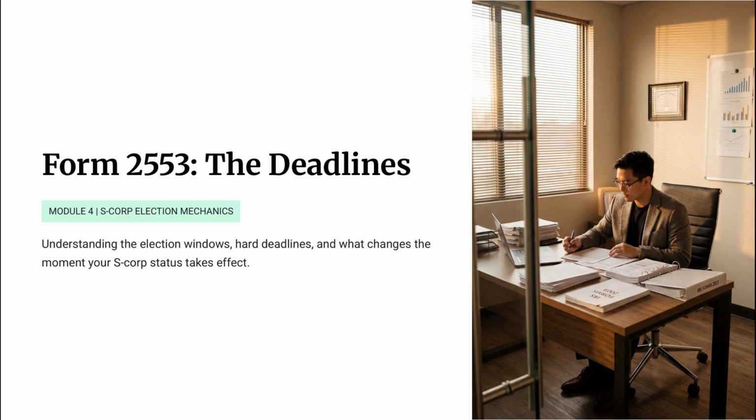Form 2553 is the IRS form that elects S-Corp tax treatment for an eligible entity, and it has 3 deadline windows that determine whether the election takes effect for the year you wanted or has to wait. Missing a window doesn't void the election forever. It pushes the election out to the following tax year, with one limited relief path for late filings under specific conditions. This video walks the 3 windows, what each one covers, and the late relief path so the timing question gets settled before you assume an election is in place that actually isn't.